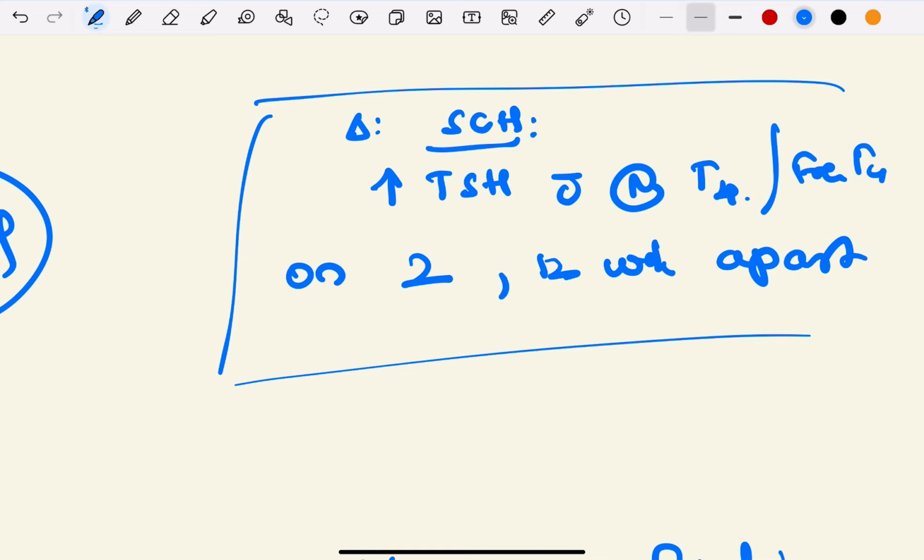See, TSH has to be elevated obviously. Elevated means how much? More than the upper limit of normal. Okay.